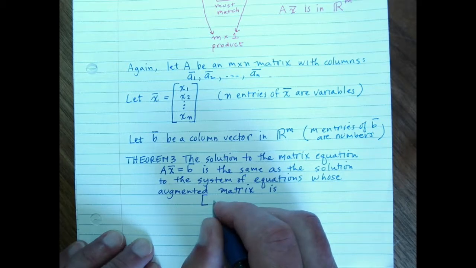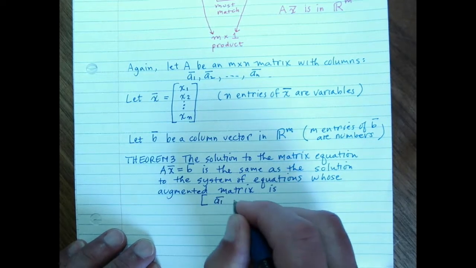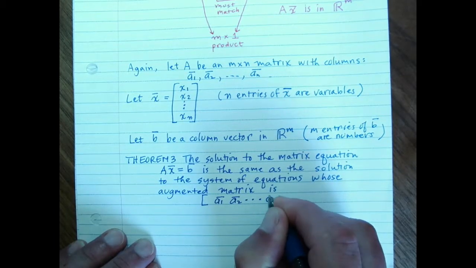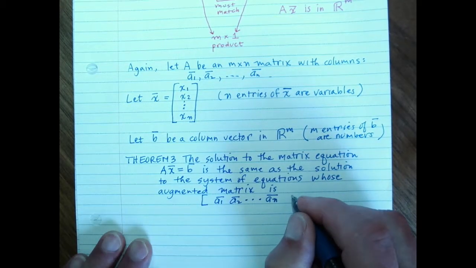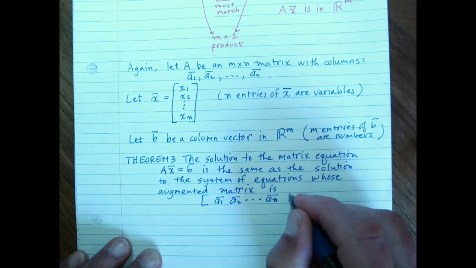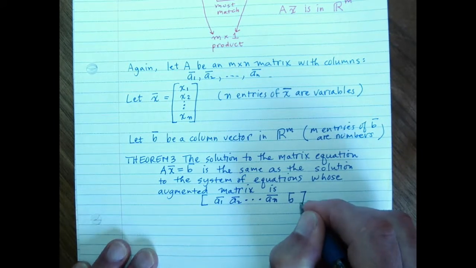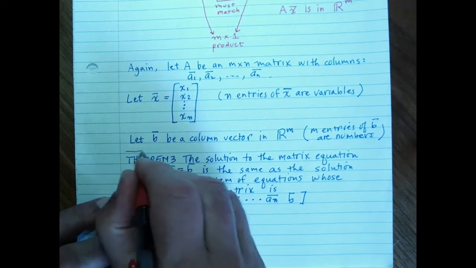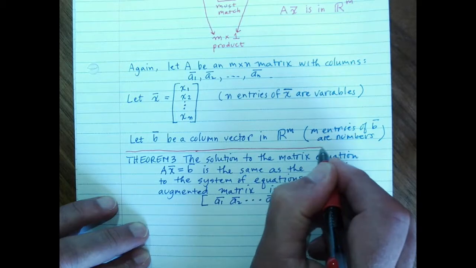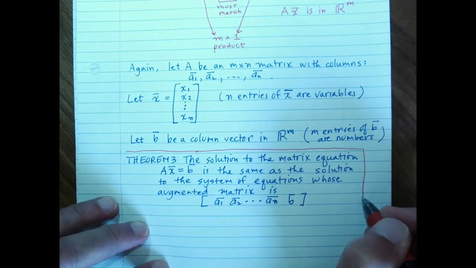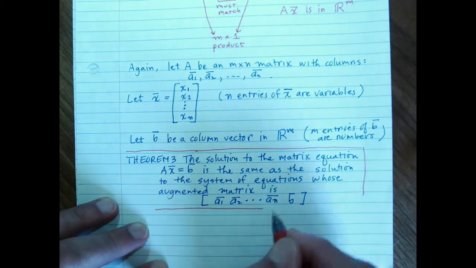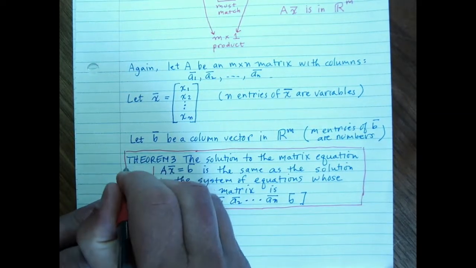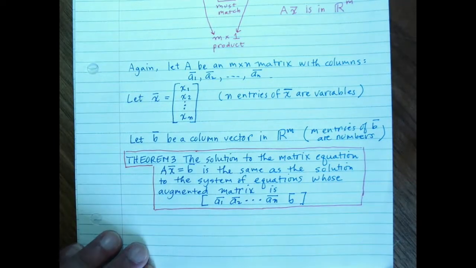So I'm just going to list the column vectors. A1, A2, to AN, the columns of the matrix A, but with something extra, with the column vector B on the end. So let's put a box around this, because this is something we're going to have to talk about for a while and get comfortable with. So there's our statement of theorem 3.